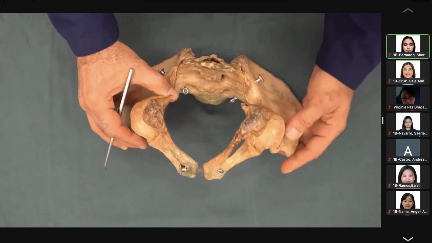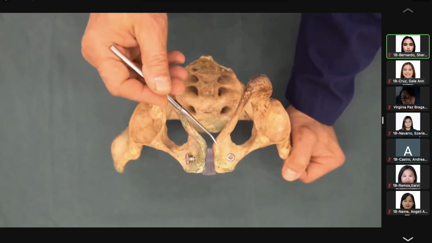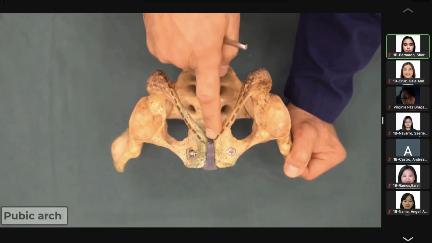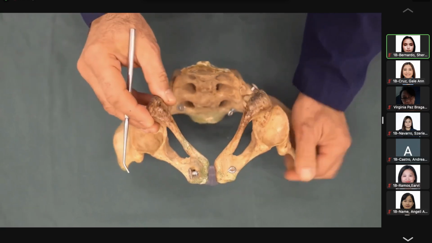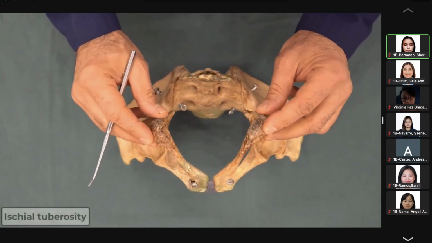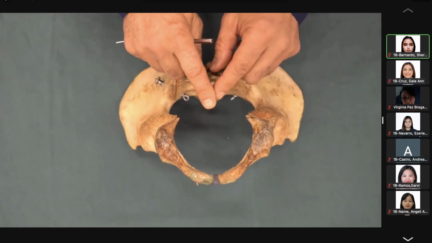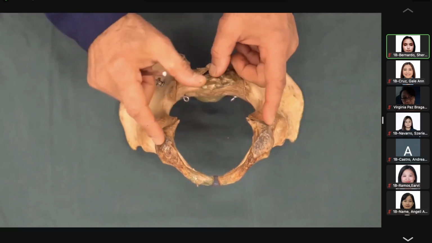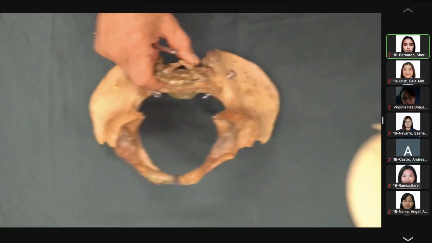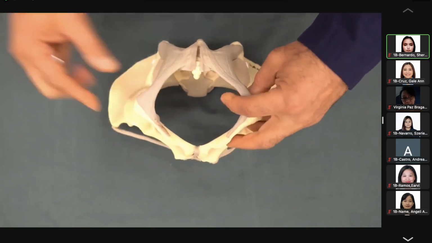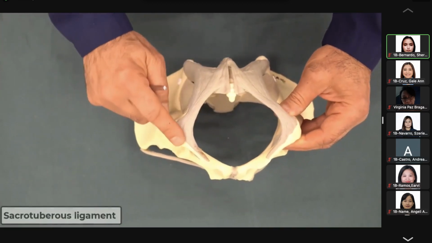okay, so we have the pelvic outlet anteriorly made by the pubic arch right here. That is practically the ischiopubic ramus, one on each side. The ischial tuberosity. And then in the midline, we have the coccyx. So the posterior part of the pelvic outlet here that I can show actually on my plastic model here is made by the sacrotuberous ligament.